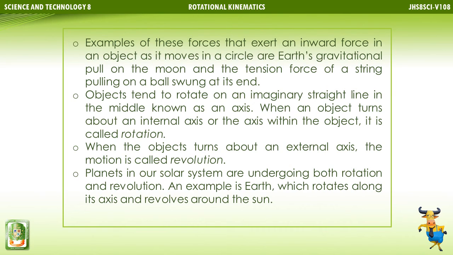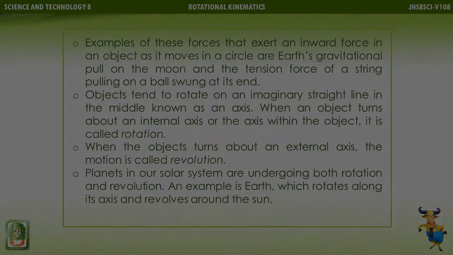Objects tend to rotate about an imaginary straight line in the middle known as an axis. When an object turns about an internal axis, or an axis within the object, it is called rotation. When the object turns about an external axis, the motion is called revolution. Planets in our solar system are undergoing both rotation and revolution. An example is Earth, which rotates along its axis and revolves around the Sun.